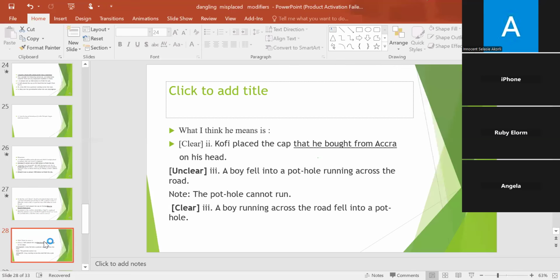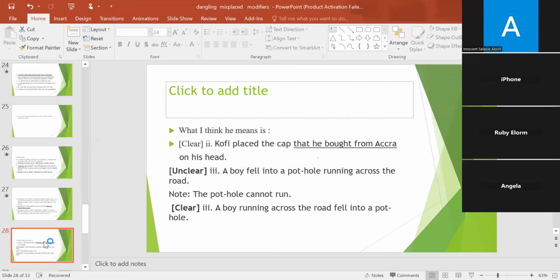Now, a boy fell into a pothole running across the road. When you read this one, you see the word pothole, and the pothole is followed by running across the road. So it's similar to what we did before by talking about the monkey and the driving to Accra. So this is not an example of a misplaced modifier. Actually, it's a dangling modifier.